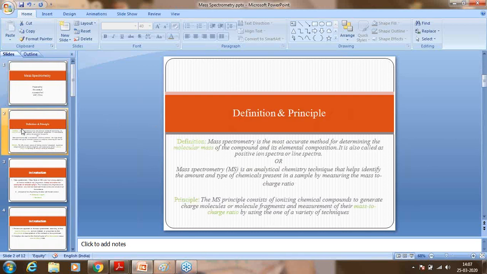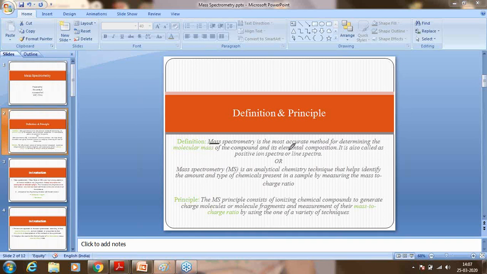Let's begin the presentation. First of all, the definition and the principle. What we understand with mass spectrometry. So mass spectrometry, what is that? Mass spectrometry is the most accurate method for determining the molecular mass of a compound. As I told you here, the mass has an important role in determining or analyzing any compound, right? So determining the molecular mass of a compound and its elemental composition.